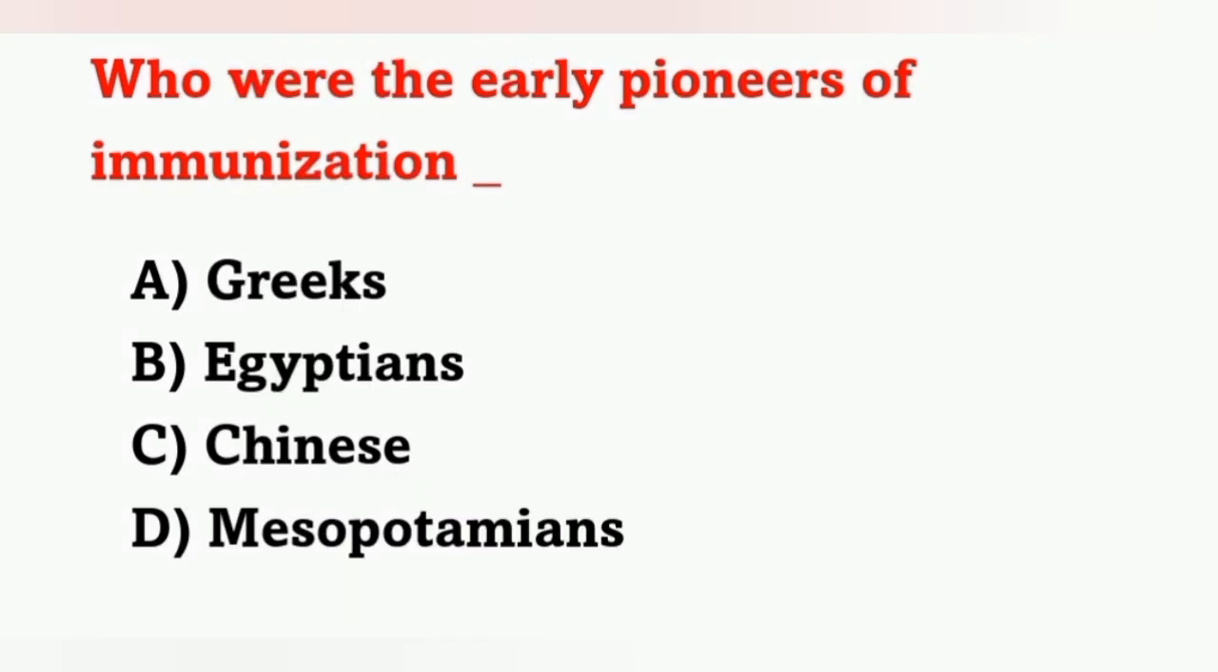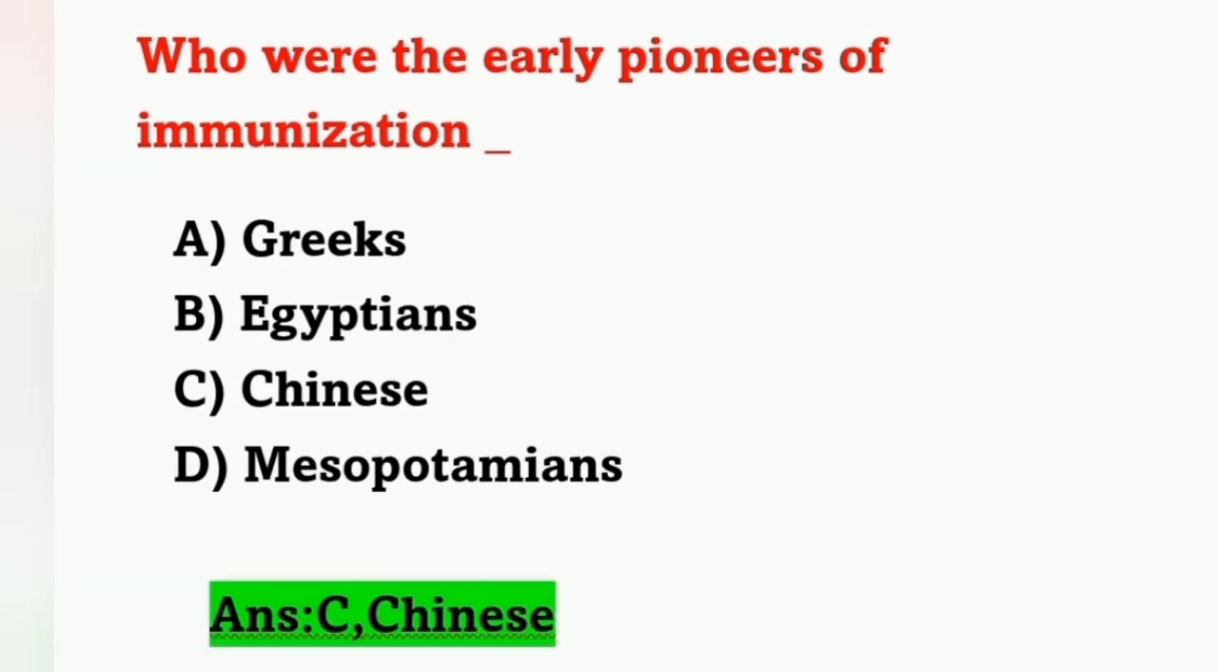Who were the early pioneers of immunization? Options. Option A, Greeks. Option B, Egyptians. Option C, Chinese. Option D, Mesopotamians. Our question, pioneers of immunization were the Chinese. Option C is the correct answer.